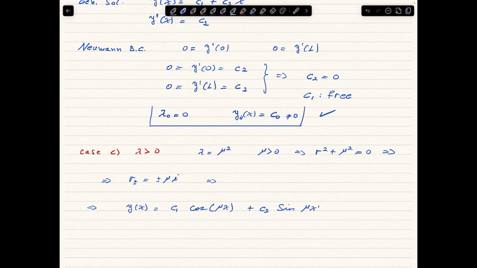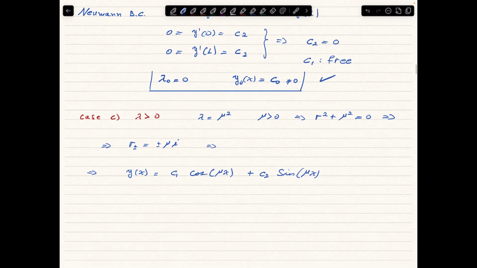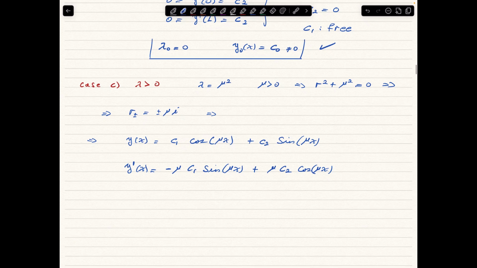plus another constant times sine of mu x. Okay, but now we need a derivative because we are using Neumann boundary conditions that contain the derivative, and the derivative here is minus mu c1 sine of mu x, and here is mu c2 cosine of mu x. Okay, so now we can put in the Neumann boundary conditions. And what are these boundary conditions?